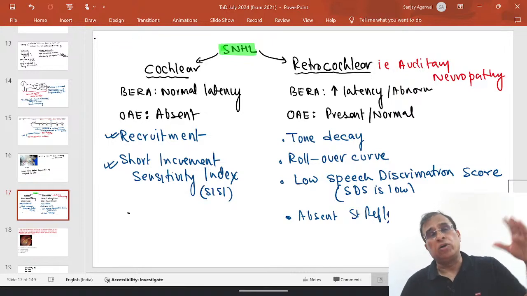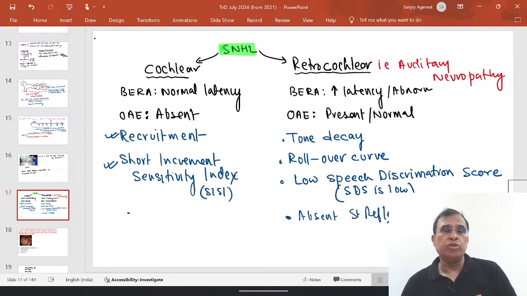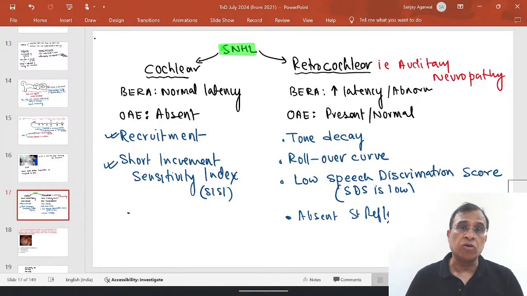Because it is written in books. Most of the books say a newborn child has meningitis, so he or she got admitted in the ICU, and now before you discharge that person from the ICU, what is the investigation you would like to do? Then we like to do BERA because meningitis affects the cochlear nerve, the 8th nerve, and BERA will pick up. It's a retrocochlear disease.